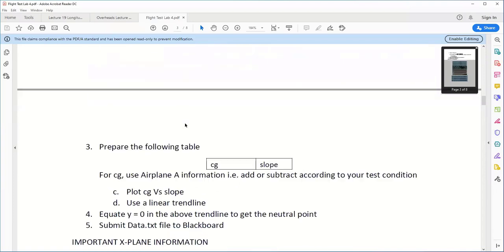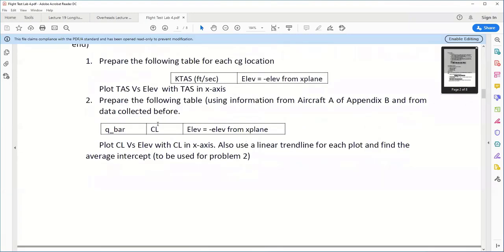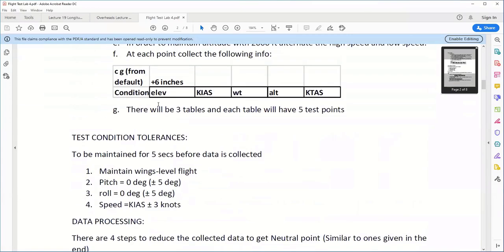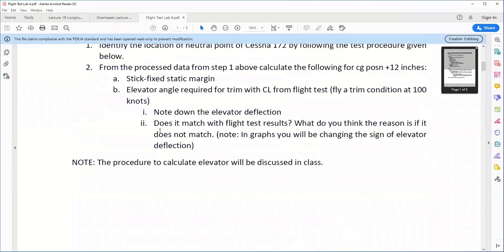Once you look at the data, it should be easier, but let me repeat. Once you know the CG, using the trend line, you can calculate the slope. Once you have the slope, using the average intercept and the CL, you can calculate what the elevator deflection should be. Whatever you calculate should probably match what you're actually flying with. This is a nice test point where you can see how your results can be used. Answer questions like: does it match the flight test? If it does not match, why? Things like that. Any questions?